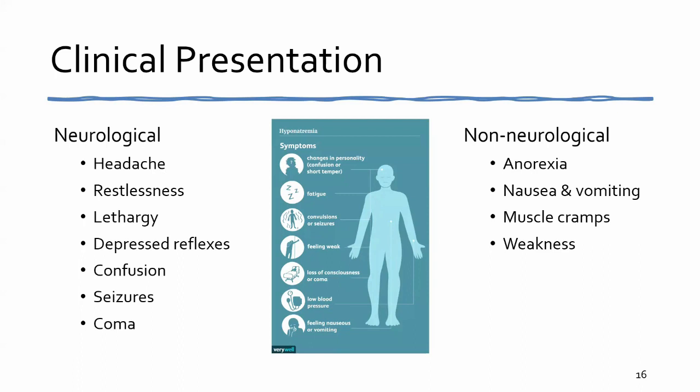And then the non-neurological symptoms are very non-specific, so things like anorexia, nausea and vomiting, weakness, and muscle cramps. So the clinical presentation is typically related to the level and the rapidity of onset, as we said, and the presence or absence of cerebral edema.